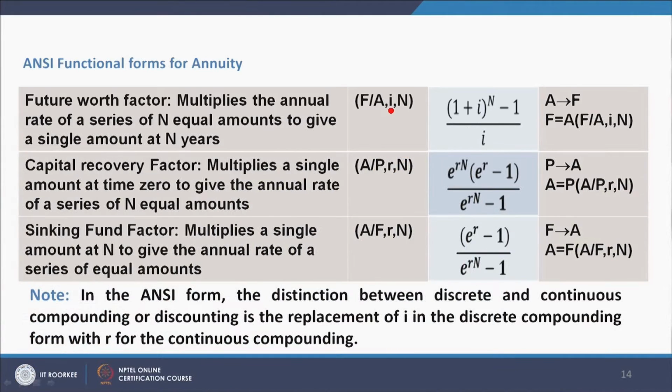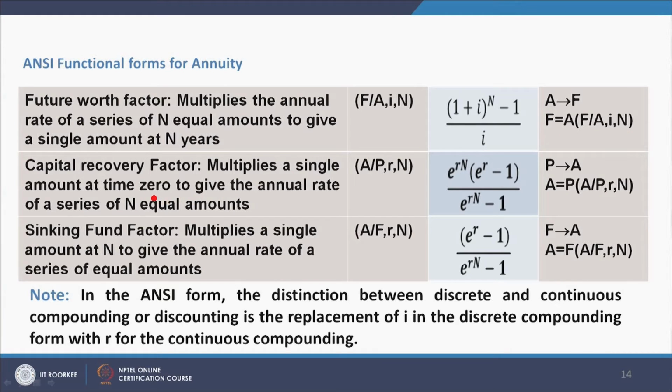Future worth factor: this multiplies the annual rate of a series of n equal amounts to give a single amount at n years. It is called (F/A, i, n), and is given as ((1 + i)^n − 1) divided by i. This converts annuity to the future value, so it is written as F = A × (F/A, i, n).